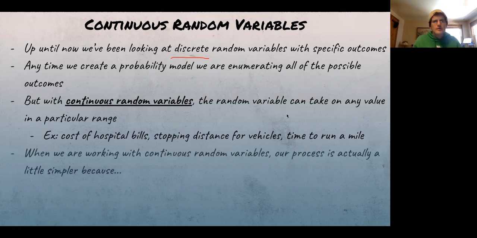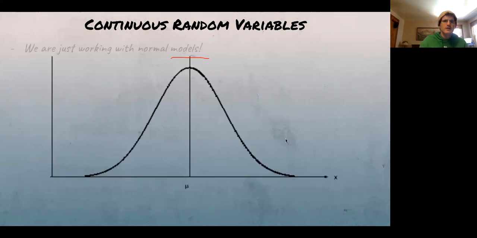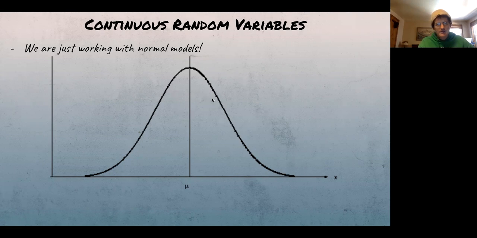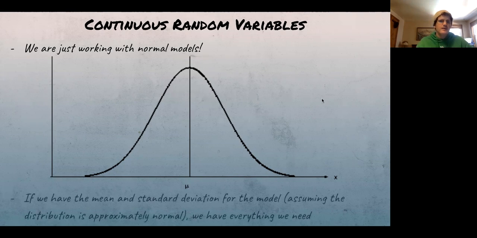Now, this is, I say, a little simpler, hopefully simpler for you, because when we're working with continuous random variables, we're just using the normal model. So that might or might not be good news for you. You might hate having to go back to the normal model. This is going to be with us the entire rest of the way, so get comfortable with it, sooner the better. If you have the mean and the standard deviation for the model, then we have everything that we need.